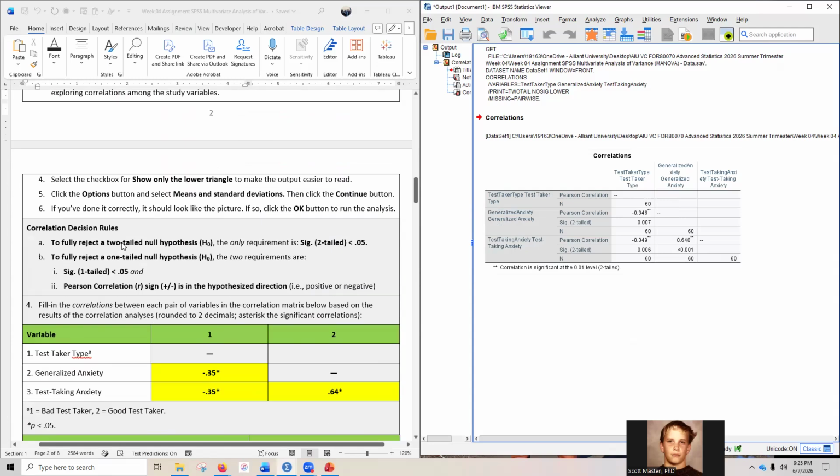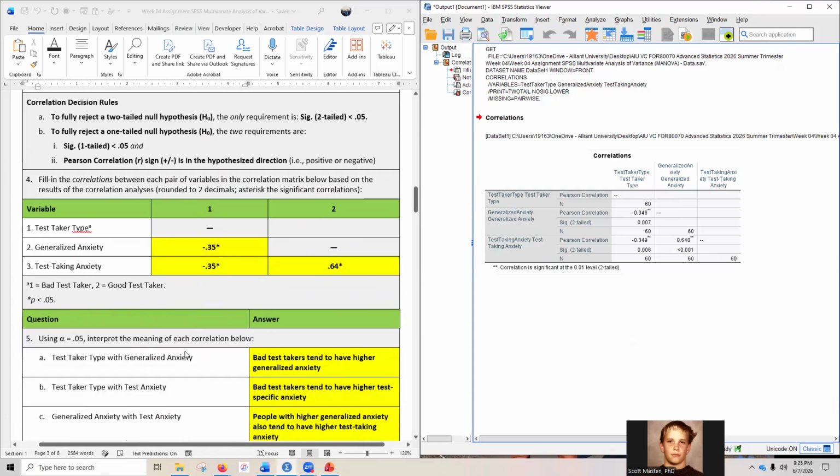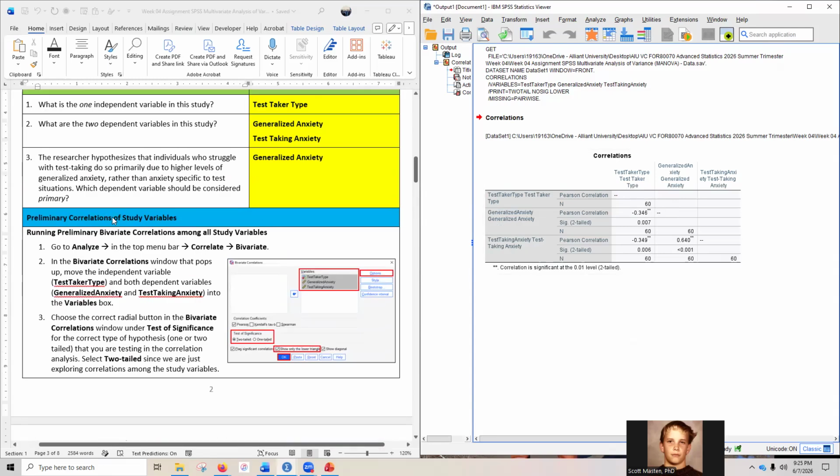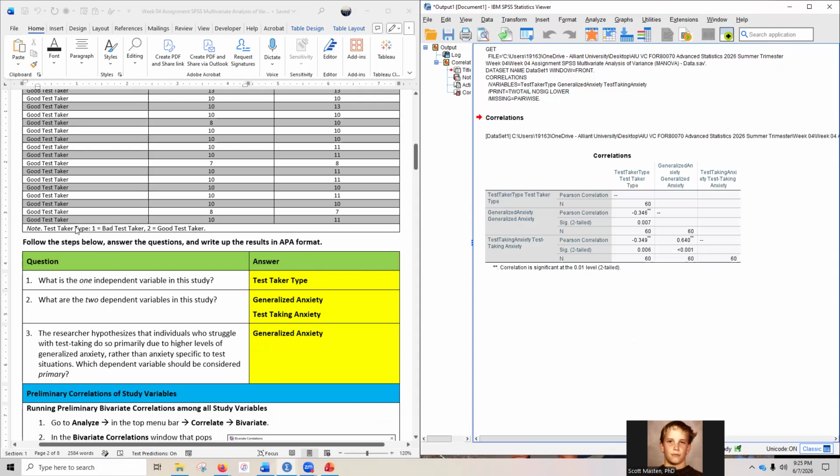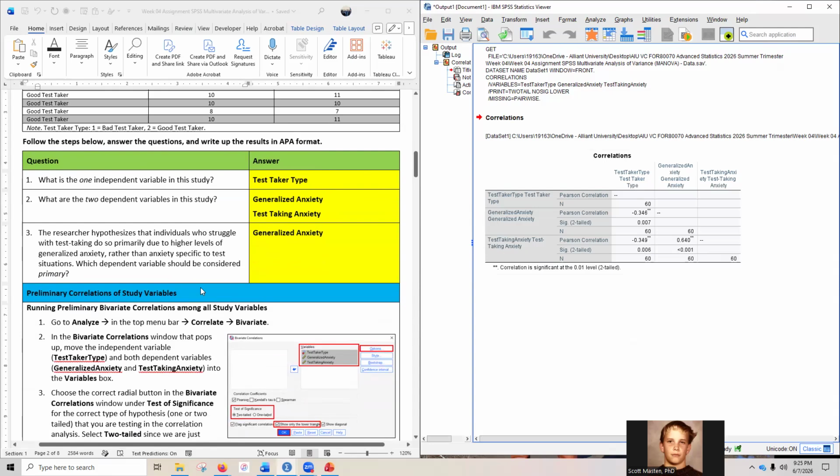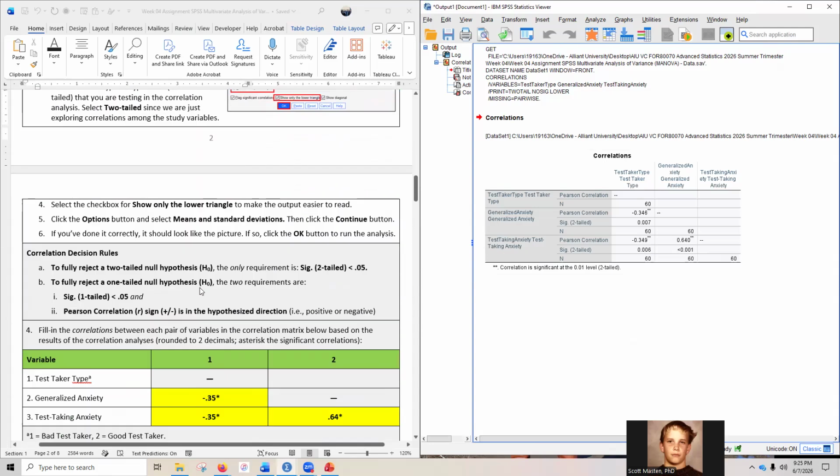There's also a negative correlation between test taking anxiety, which is the next one, and test taker type. So as this goes up, this goes down. What's down on test taker type again? Well, that's bad test taker. It's being a 1, not a 2. So again, going down on test taker type means you're a 1. So going up on this, it's negative, is associated with going down on this. Bad test takers also tended to have higher test-specific anxiety.